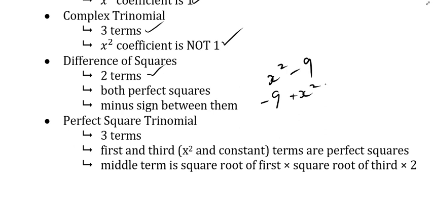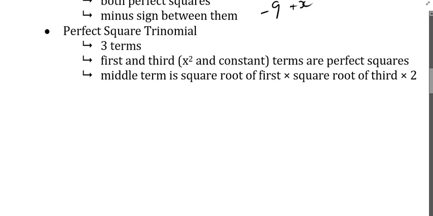It's a trinomial, so it has 3 terms, it's a special case of either a simple trinomial or a complex trinomial. The first and the third terms have to both be perfect squares, and this is the tricky part. The middle term is the square root of the first term times the square root of the third term times 2. Right? So what does that look like?